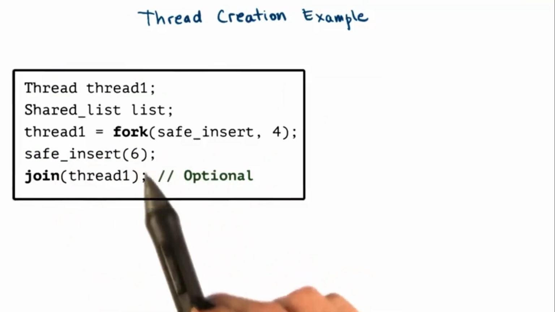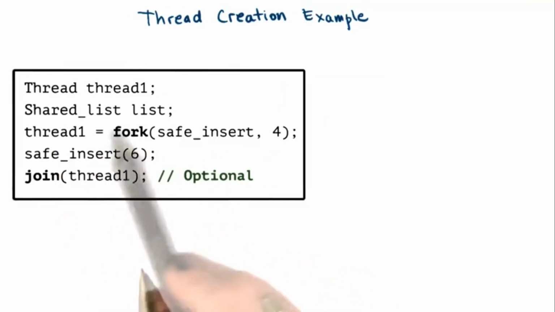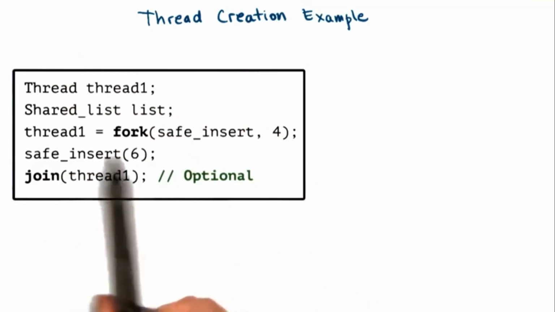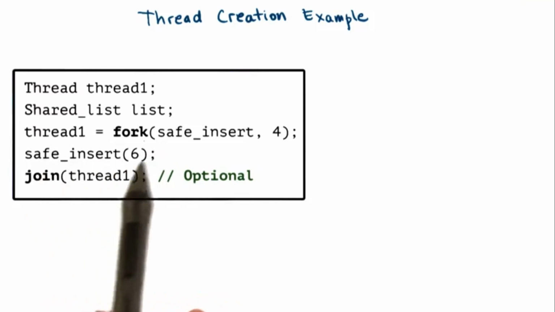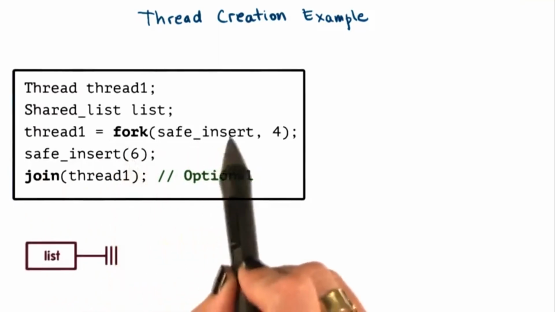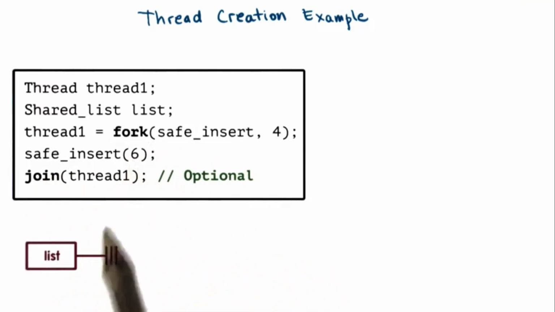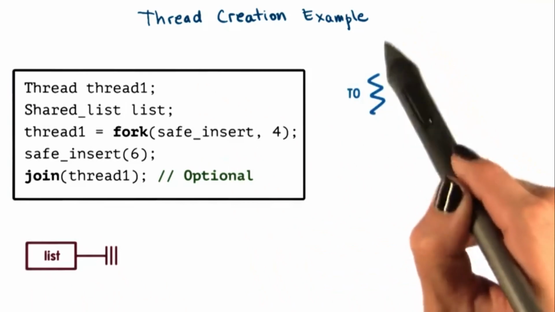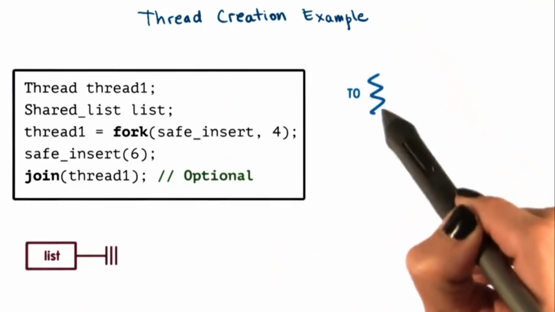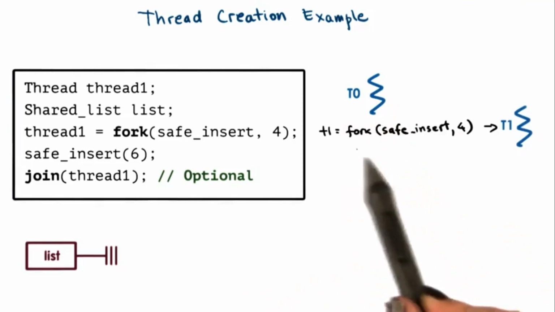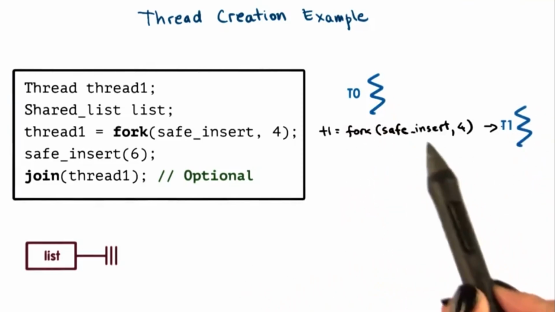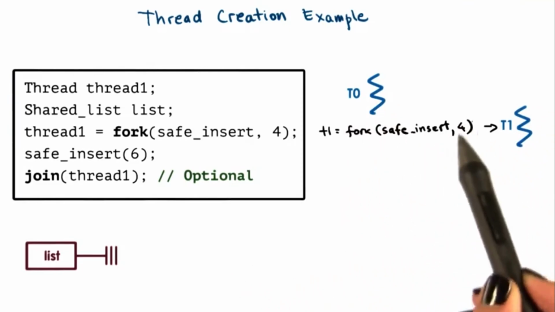Here's a code snippet illustrating thread creation. Two threads are involved in this system, the parent thread that's executing this code and the child that gets created via this fork. Both threads perform this operation safe insert, which manipulates some shared list that's initially empty, let's say. Let's assume initially the process begins with one parent thread, T0 in this case. At some point, thread 0 calls fork, and it creates a child T1. Now, T1 will need to execute safe insert with an argument 4.